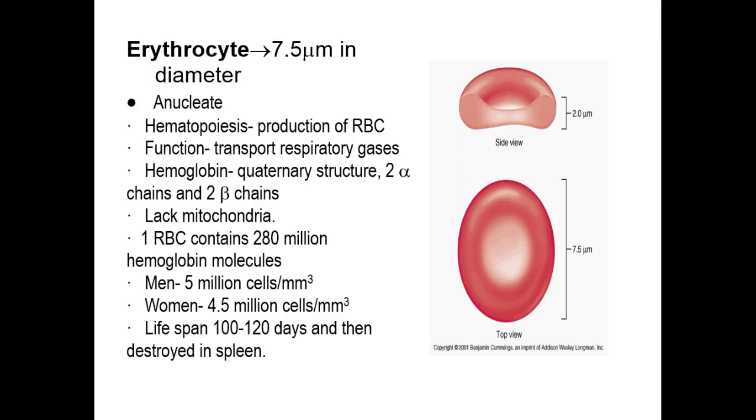They have this 4-part structure, 2 alpha chains and 2 beta chains. They lack mitochondria. Men have a few more than women, and their lifespan is 100 to 120 days on average. They are destroyed by the spleen. It's a combination of the spleen and the liver working together, because as much as can be recycled will be. We'll pick it up on the next one.